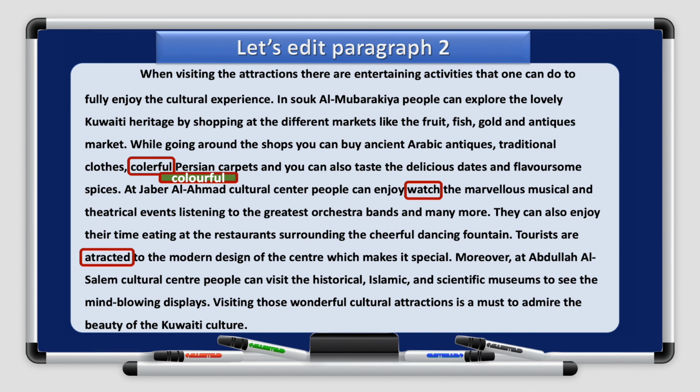What about the second mistake? Watch. Let's read the sentence from the beginning. At Jaber Lehmet Cultural Center, people can watch the marvelous musical and theatrical events? No, it sounds wrong. Enjoy, we know, takes verb ing, so enjoy watching. Excellent. We corrected our grammatical mistake here. And the final mistake. Tourists are attracted to the modern design. It's a spelling mistake.